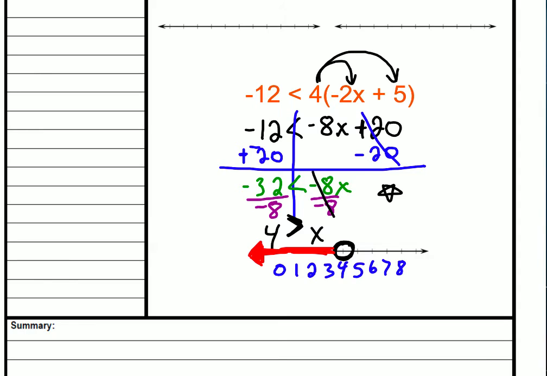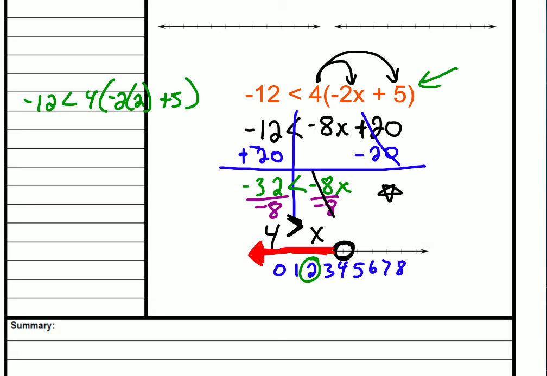Look at the side of the line that you shaded in and choose one of those numbers. So maybe I choose the 2. I'm going to go back to the original inequality and I'm going to plug that number in for x. So I'm going to do mine over here. I've got -12 is less than 4 times -2. Instead of x, I'm going to put in 2 plus 5.